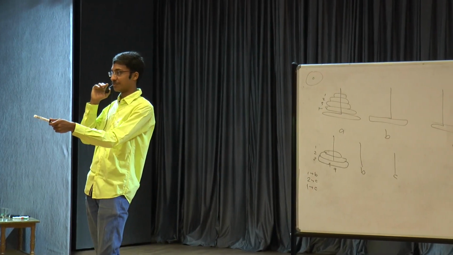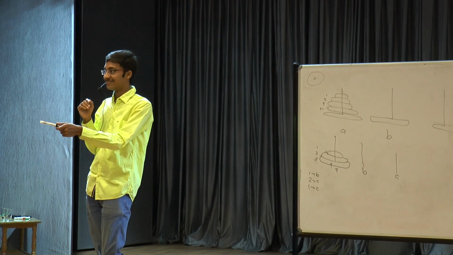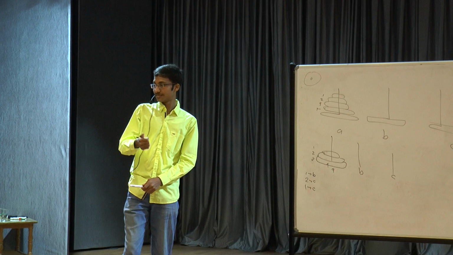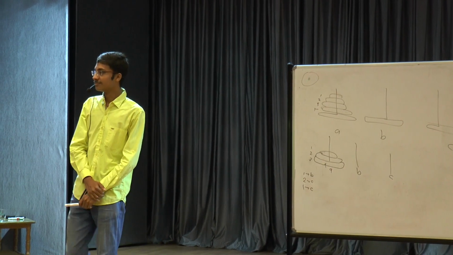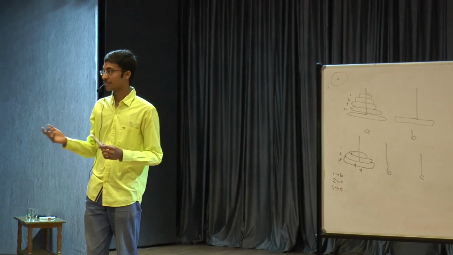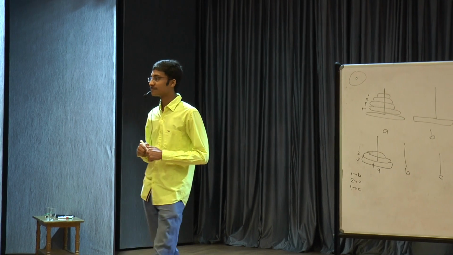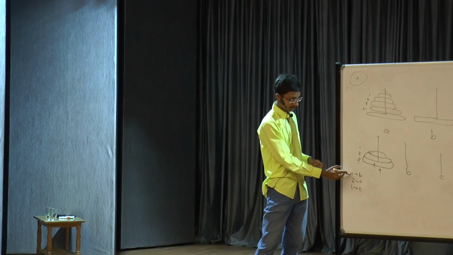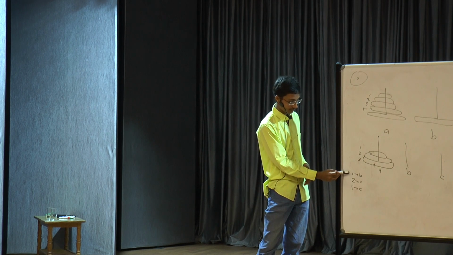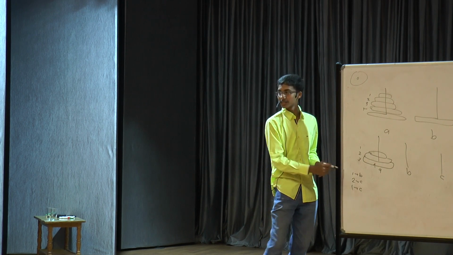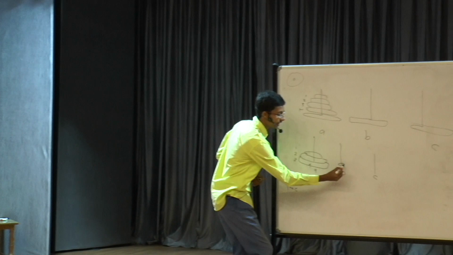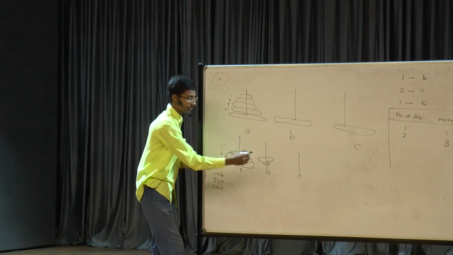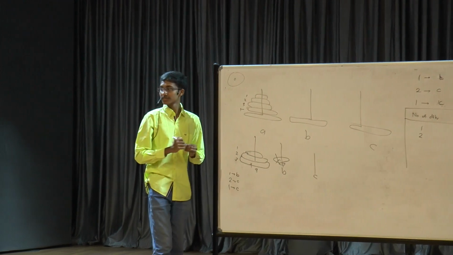What's your answer first of all? How many moves? Okay, 6. Right, 5. Yeah, tell me the process for 5. You move 1 to B, and then 2 also to B. No, you can't, because 1 is here. You can't place a larger disk on it. So that's not allowed.